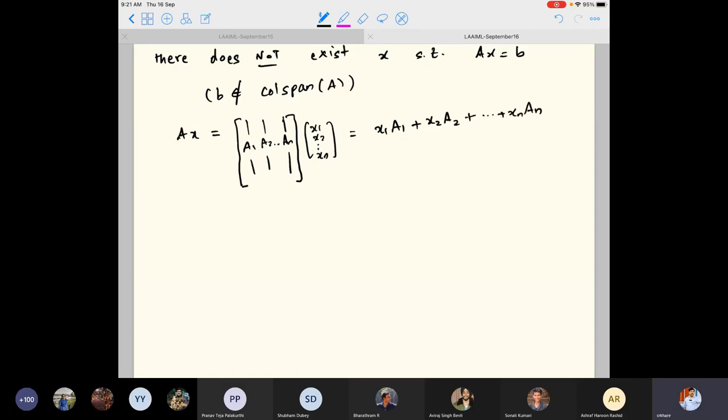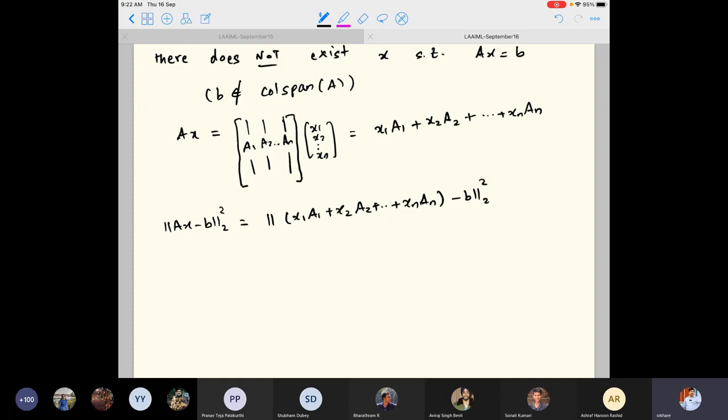So I have this linear combination x1 a1 plus x2 a2 plus up to xn an. I am looking at the columns of A, which are a1, a2, up to an, and I am taking linear combinations of the columns of A. Is that okay? That is what I have taken. And now you see, when I look at this norm of Ax minus b whole square, what am I looking at? Basically x1 a1 plus x2 a2 plus xn an minus b, correct? I am looking at this.